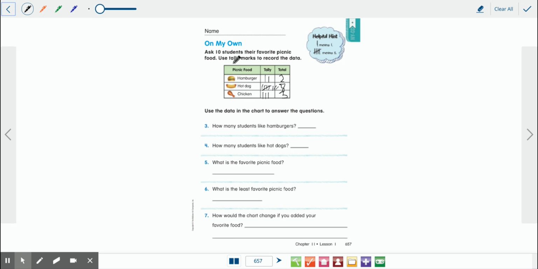So I'm going to use this data to answer questions 3, 4, 5, 6, and 7. Number 3 says, how many students like hamburgers? I see a total of 2 votes. How many students like hot dogs? 8. What is the favorite picnic food? So for this group, our largest number is found in hot dogs.